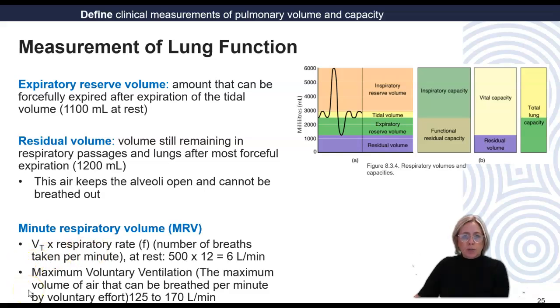The minute respiratory volume, or the MRV, is the tidal volume times the respiratory rate. And obviously your respiratory rate is the number of breaths taken per minute, which at rest is about 12. So what you get then is 6 litres per minute being the minute respiratory volume.